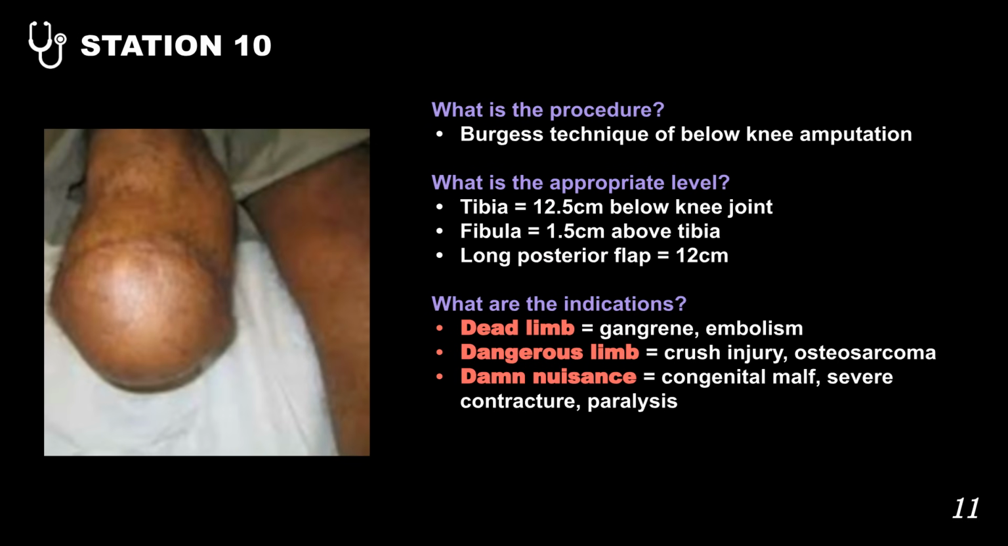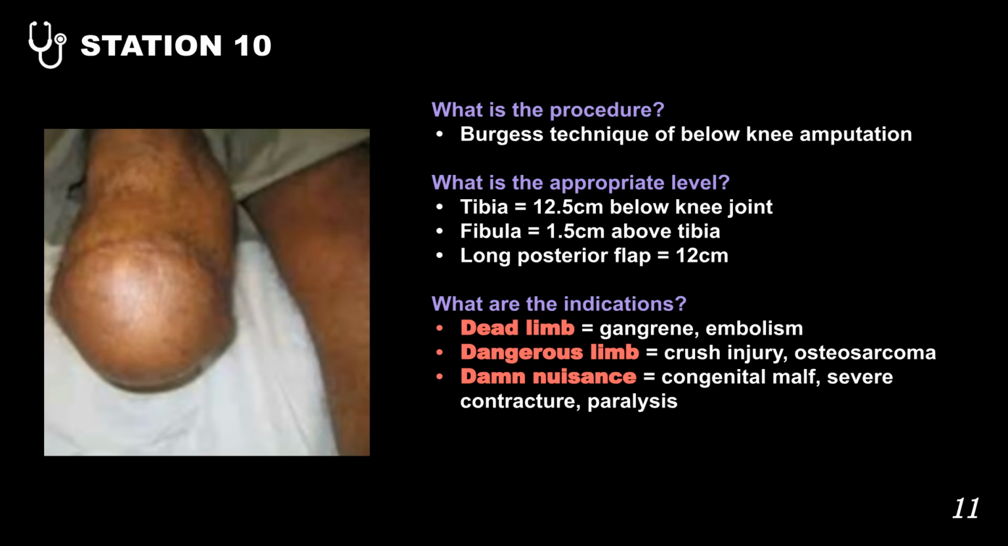Don't miss them. Finally, we have the Burgess technique of below knee amputation. The tibia is typically cut about 12.5 centimeters below the knee joint, with the fibula slightly shorter. A long posterior flap is created to provide cushioning for weight bearing. Indications can be remembered using the 3 Ds.